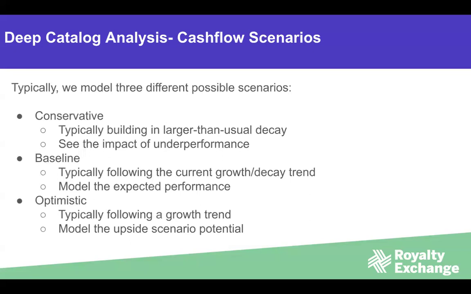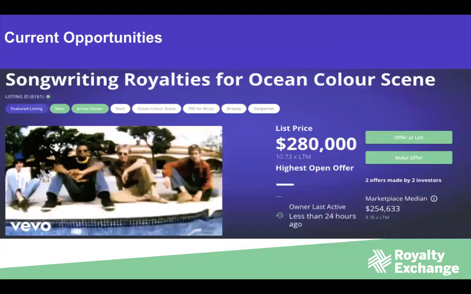And then obviously the optimistic scenario is going to be the growth scenario. Say they take off for whatever reason, something goes viral or they have a world tour. Anything like that can boost the royalties. And those are things we also want to understand, just so we have our upper limit as well as our lower limit.